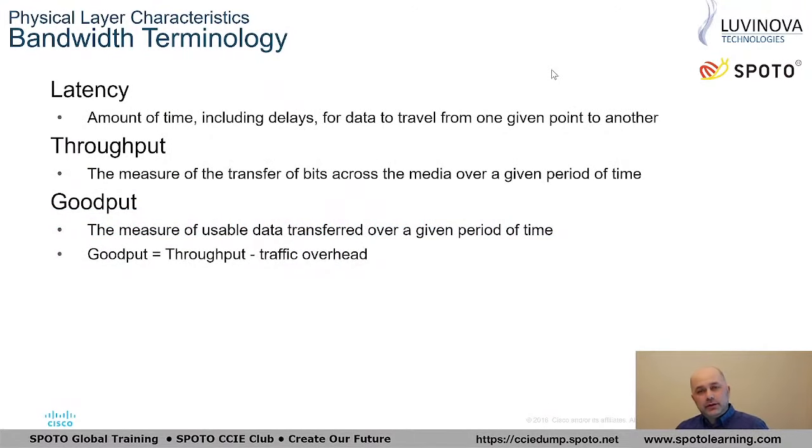We should know the bandwidth terminology, because it will be on our exams, so I would like you to prepare it. These 3 terms you must learn by heart. Latency is the amount of time, including delay, that data takes to travel from one point to another, including the return. Throughput is the measure of the transfer of bits across the media over a given period of time, and goodput is the measure of usable data transfer over a given period of time.